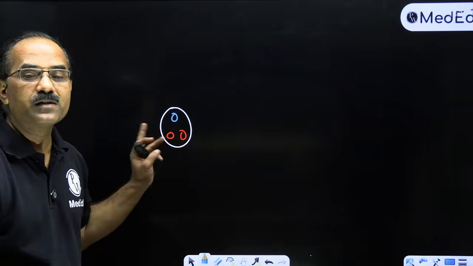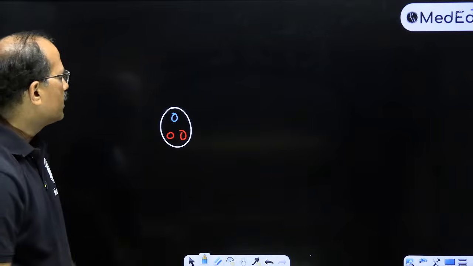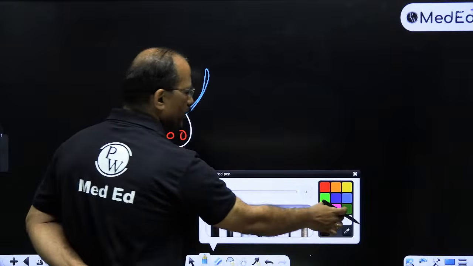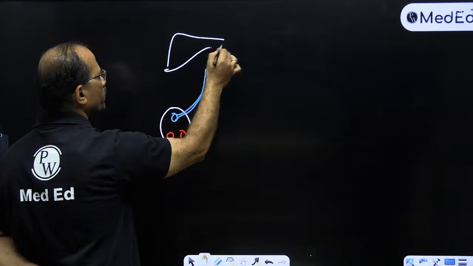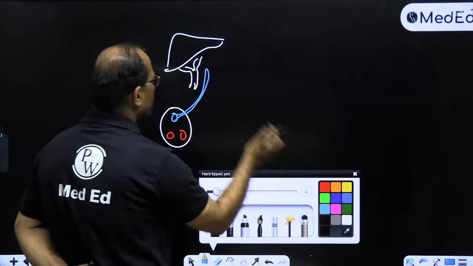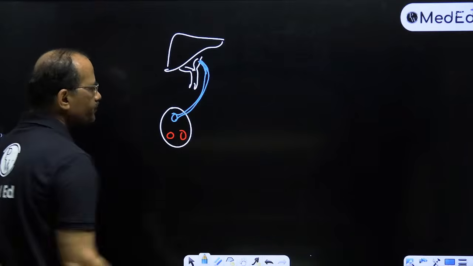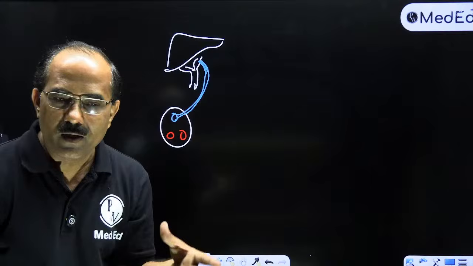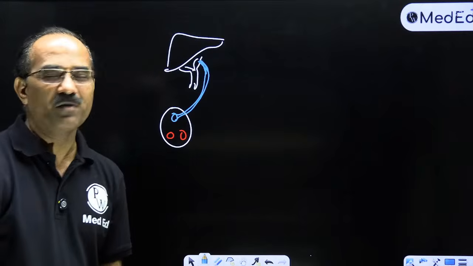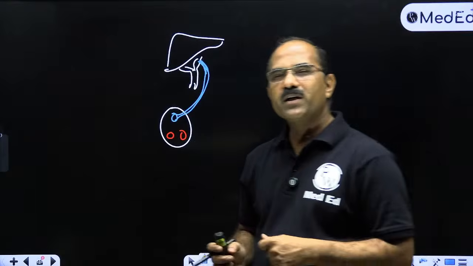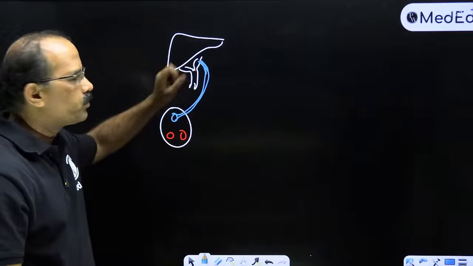I'm telling you fetal circulation. The left umbilical vein goes and joins with what? This left umbilical vein goes and joins with the left branch of the portal vein. Now where does the umbilical vein come from? It comes from the placenta. It is carrying pure blood from the placenta. The left umbilical vein comes and joins with the left branch of the portal vein.